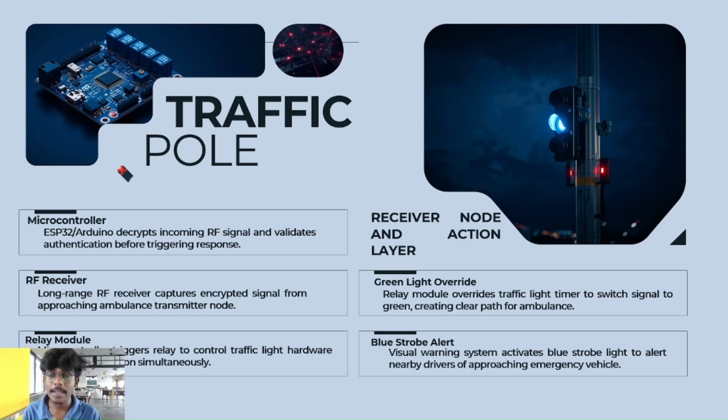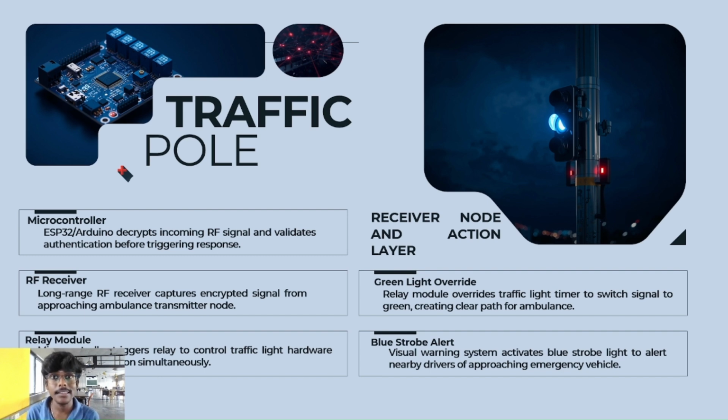On the traffic pole, the receiving side has a microcontroller, a relay module, a green light override and a blue strobe alert: the receiver node and action layer. The microcontroller like an ESP32 or Arduino decrypts information from the radio frequency signal and validates authentication before triggering a response. In the relay module, the microcontroller triggers the relay to control the traffic light hardware and strobe activation simultaneously.